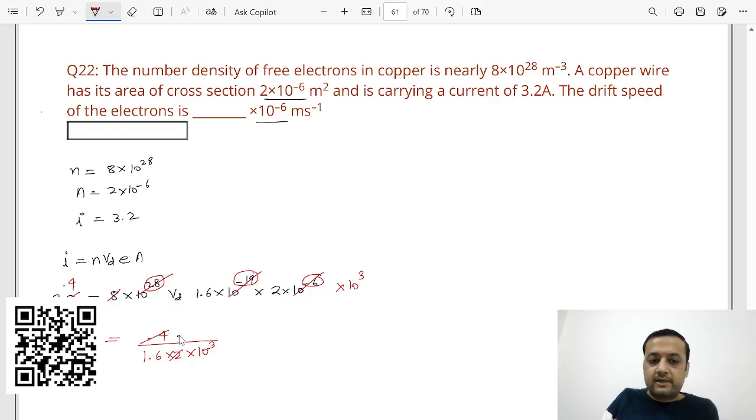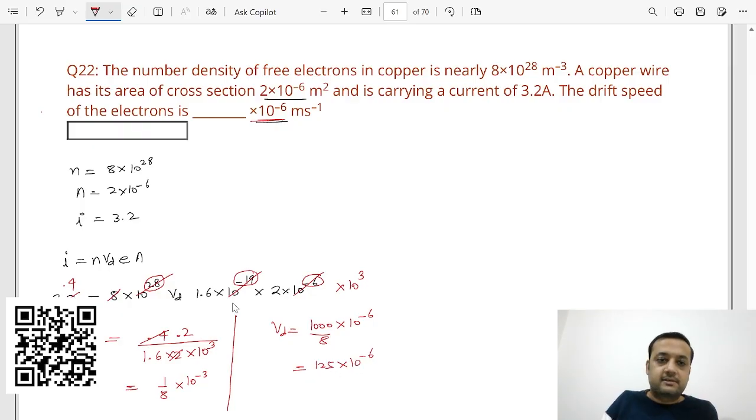Now this will make it 0.2. So basically this becomes 2 by 16, which is nothing but 1 by 8 into 10 to the power minus 3. We have to find the answer in multiples of 10 to the power minus 6. That means you can multiply by 1000 and make it 10 to the power minus 6 divided by 8. So this becomes 125 into 10 to the power minus 6. So here you will get 125. All right.